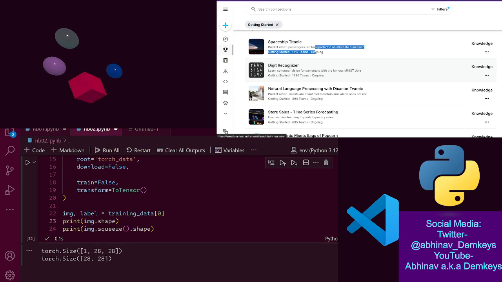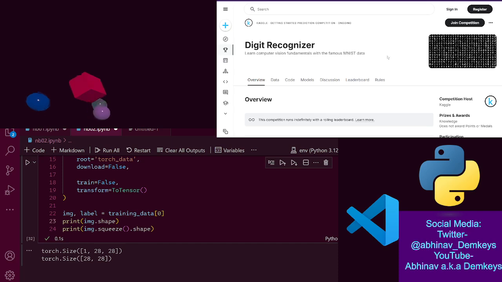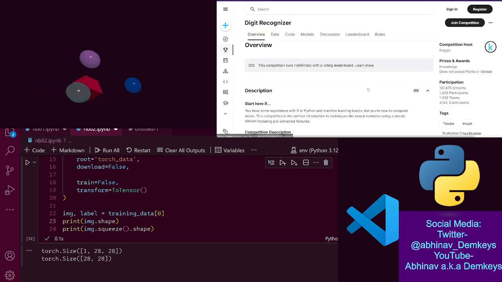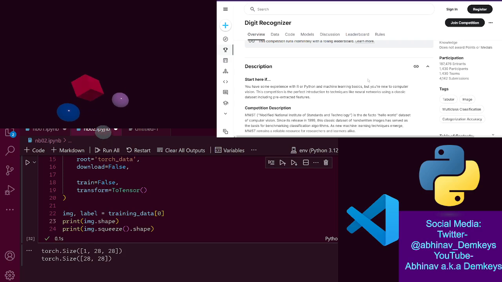Learn computer vision fundamentals. Oh, this is using the MNIST dataset. So is this just gonna do a feed forward neural network? Hold on. Introduction to techniques like neural networks using classic datasets. Okay.